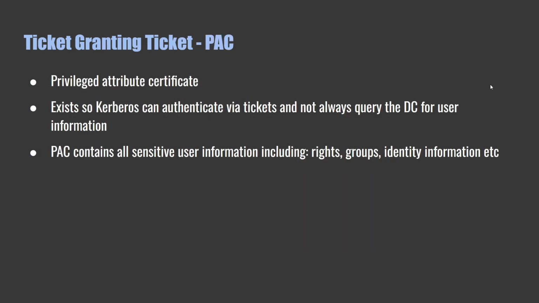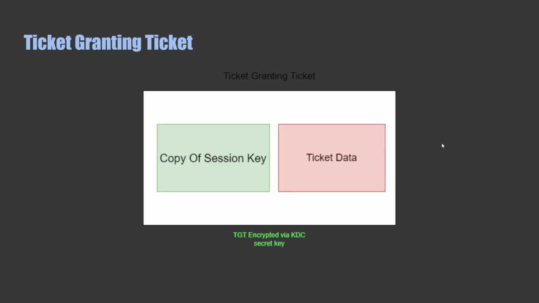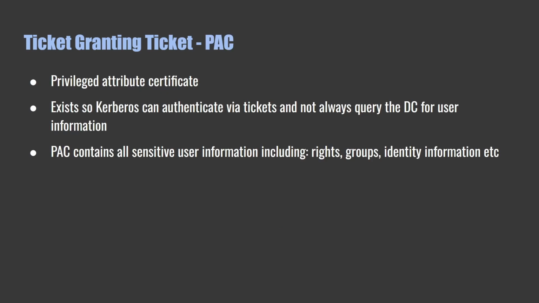So the ticket granting ticket contains a thing called a PAC. This is the encrypted ticket data here that's encrypted by the KDC's secret key. It's known as the Privileged Attribute Certificate, and this basically stores all of the information about a user, so their rights, their groups, identity information, their authorization information, what services they can access, what services they can't, things of that nature. And it basically exists so Kerberos can authenticate a user via the ticket that they have got, the TGT, so they don't have to keep querying the DC for the information, otherwise this would be a very long-winded process and incredibly inefficient, whereas tickets exist to make this process nice and streamlined, keep it stateless, and make everything work.